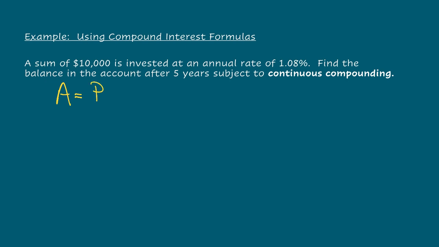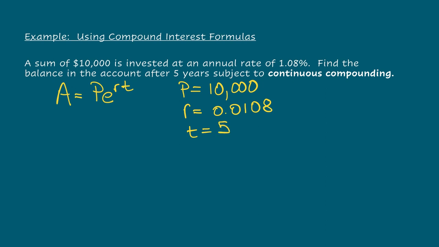So we have our formula, A equals Pe^(rt), and we need to get all those values out. Our principal, same, is 10,000. We know e is just in our calculator, or we can type it in. Our rate needs to be in decimal form, which is 0.0108, and our time is 5.